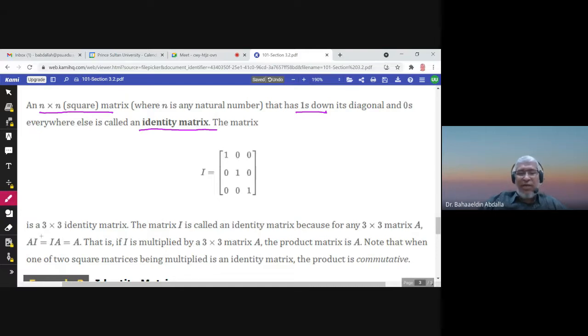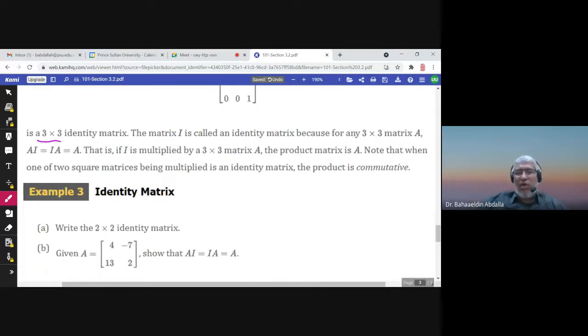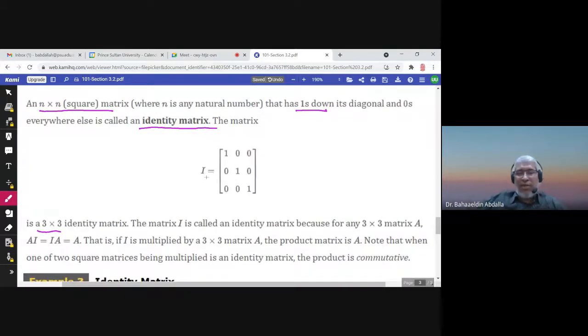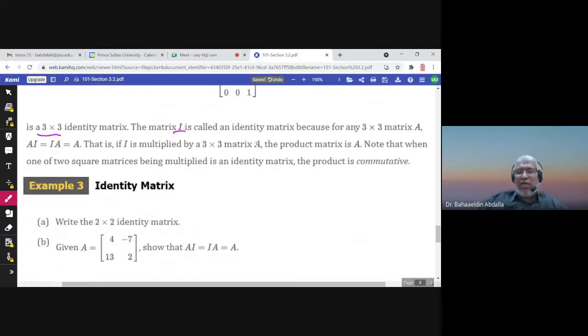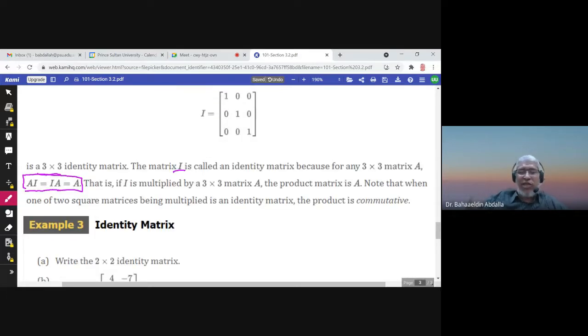This is the identity matrix of order 3 by 3 because it has 3 rows and 3 columns. We call it capital I. Now, what is the definition of capital I? If you multiply A times I or I times A, the result would be A, because it's the identity matrix, so it doesn't change. Like the identity number for multiplication. What is the identity number for multiplication? It is 1. So if you multiply 1 by any number, you will get the number.